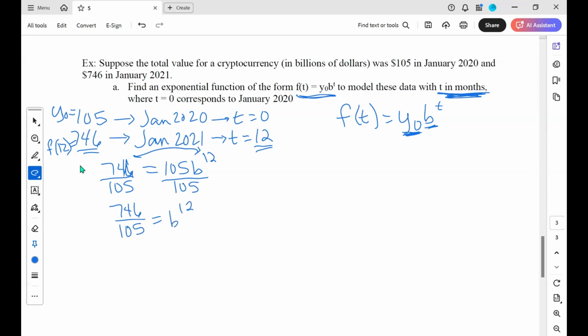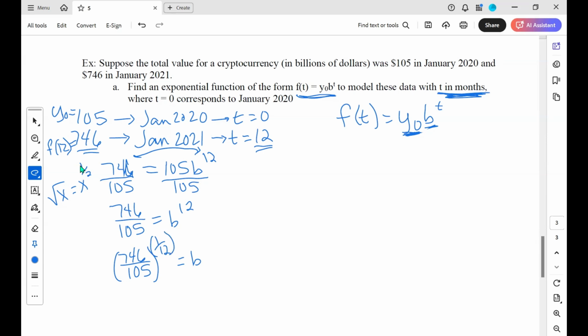Now, back in algebra, you learned that the square root of x is the same as x to the 1/2 power. The reason we use this is because some calculators won't do a 12th root or a 50th root or an 86th root. That's where the fraction comes into play. So we're actually going to take the 12th root of both sides, but the way we're going to write it, we're going to write 746 divided by 105 to the 1 over 12th power is equal to b.